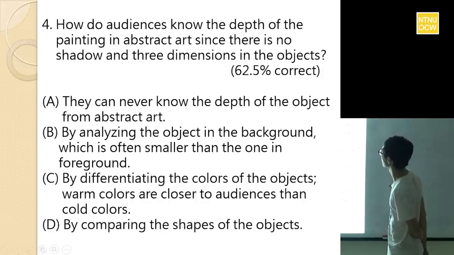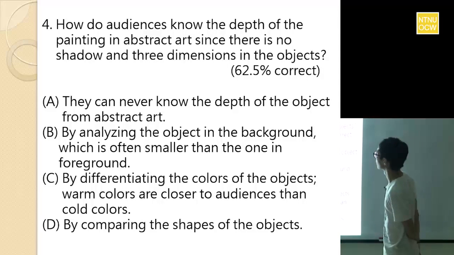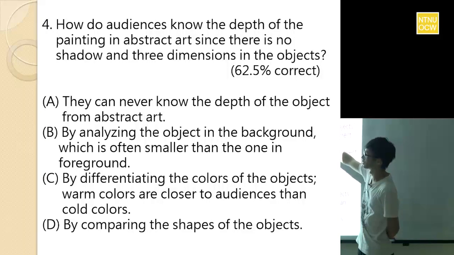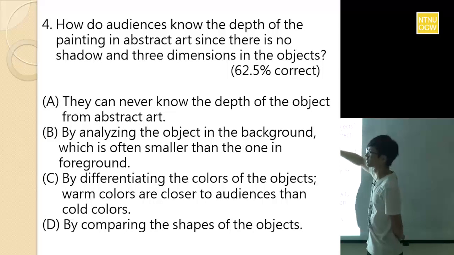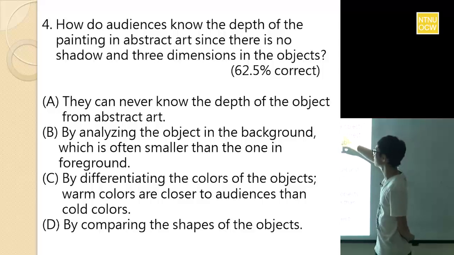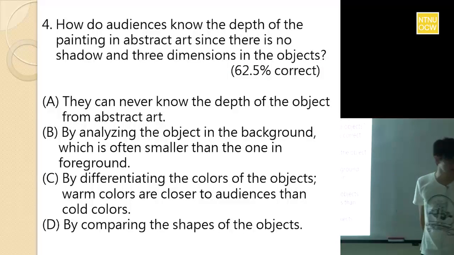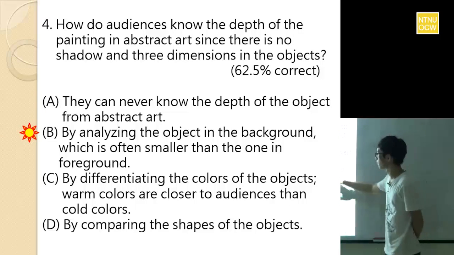The fourth question was, how does the audience know the depth of the painting in abstract art since there is no shadow and 3 dimensions? So yeah, the teacher said it's very correct. In the next question, yeah. So in the objects, and the correct answer was B.